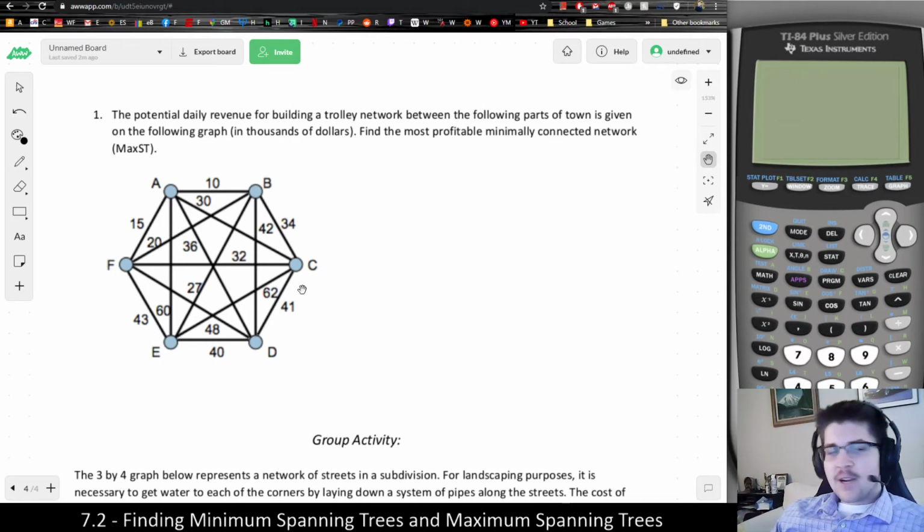But basically, we're going to be finding a maximum spanning tree because we want to build the most expensive edges only here. So applying Kruskal's algorithm, we're going to start with the most expensive edge.